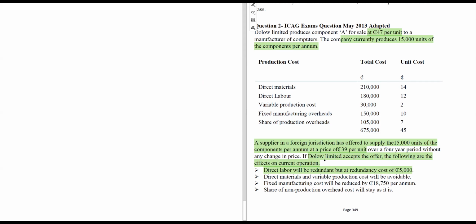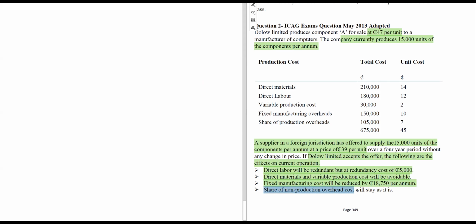So they are saying that if I decide to buy, then the labor I'm using will be made redundant. The direct materials and variable costs will also be avoidable, right? I can avoid them. And then what? The fixed manufacturing costs will be reduced by 18,750. That means that now, because I've decided to buy, I'm going to save fixed costs of 18,750 per annum. That means these fixed costs were specific fixed costs. Do you all agree? Because I'm not manufacturing, this fixed cost doesn't exist again. Is it not specific? Yes, it's specific because if I carry out that, then that fixed cost will be incurred. If I don't, then that fixed cost will not be incurred. It will be saved, right? That's why it's reduced by that amount.